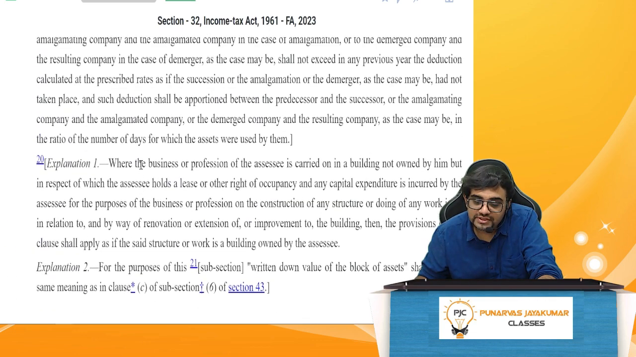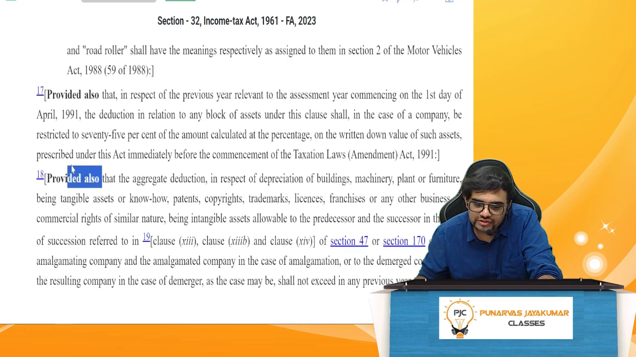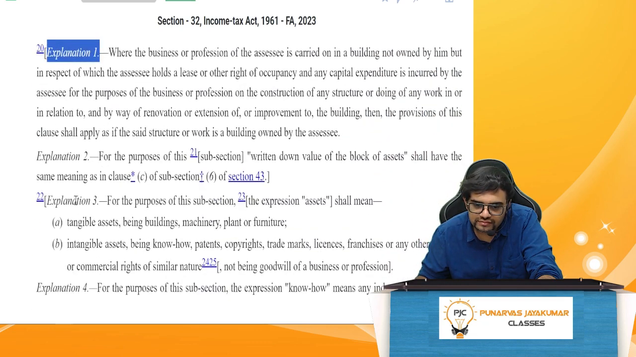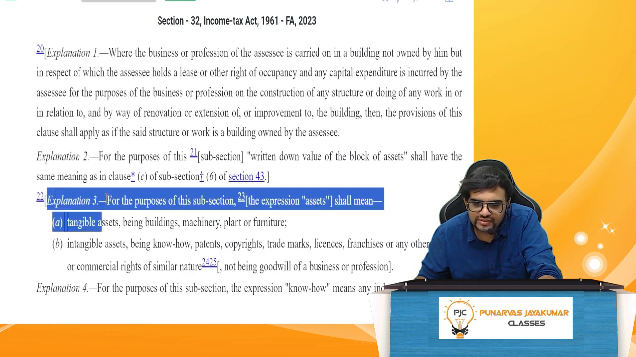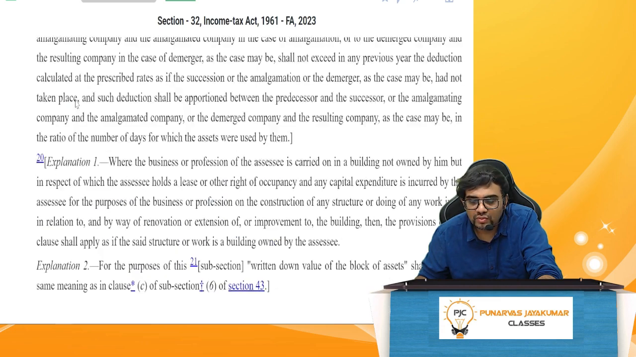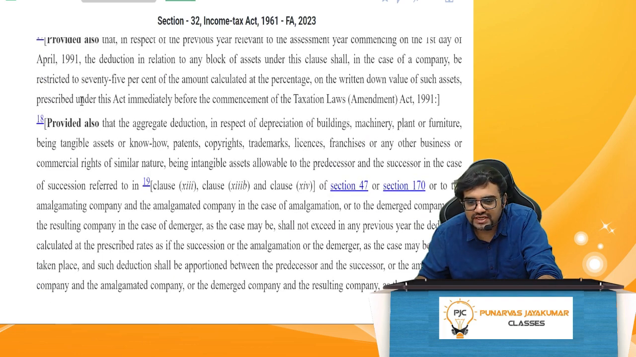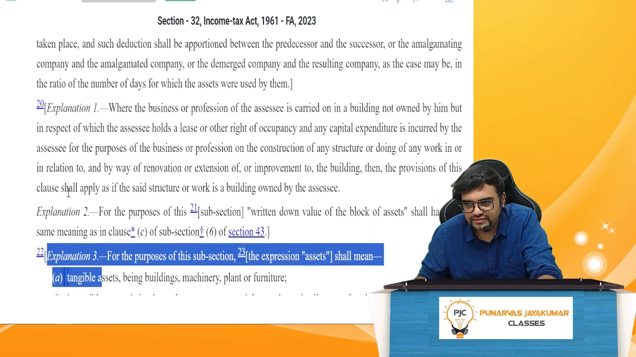So every subsection will have provisos. Every subsection will have explanations also. In income tax, so many explanations we have. What does an explanation do? It gives more meaning to what the lawmaker intended to tell. It explains the intention of the legislature.